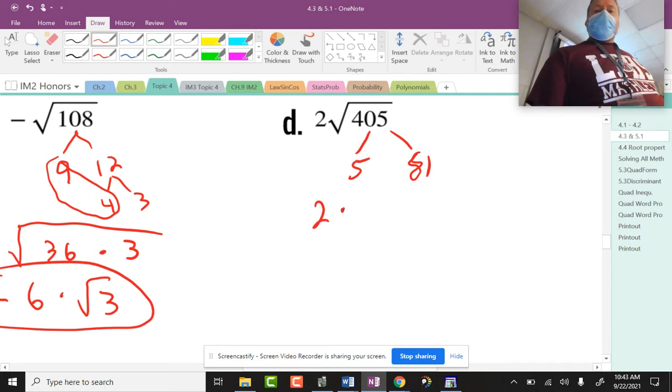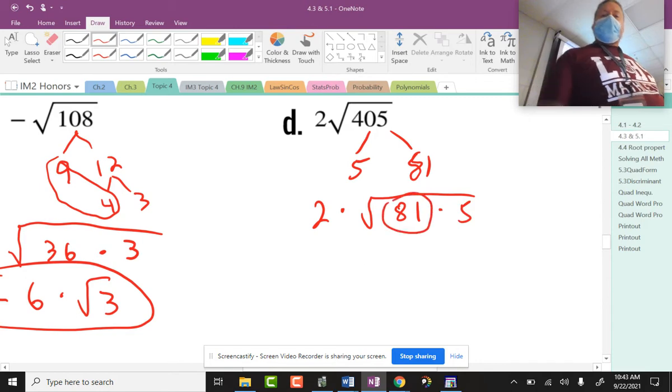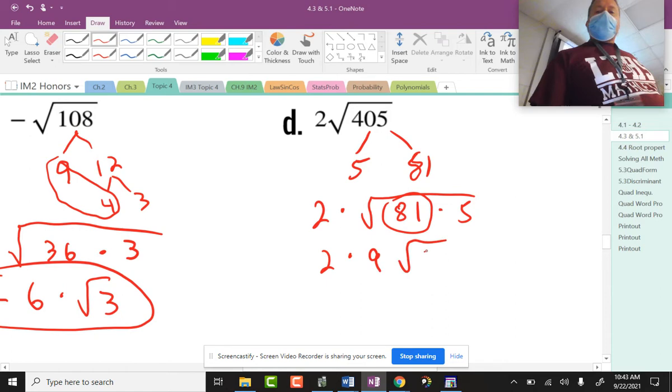Done. 2 times square root of, I probably want to write 81 first, then 5. Then everybody, what's the square root of 81? And now I'm going to slow this down for note purposes.